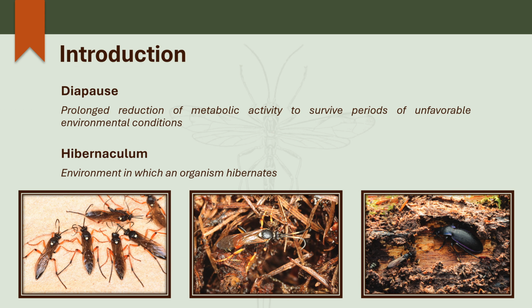So, hibernation is a form of diapause, which is a prolonged reduction of metabolic activity in order to survive periods of unfavorable environmental conditions. When these environmental conditions take place during winter months, we call this hibernation, and the specific environment in which an organism hibernates is what we call a hibernaculum. Within Darwin wasps, this can be within caves, or within leaf litter, or under tree bark, or various other things.